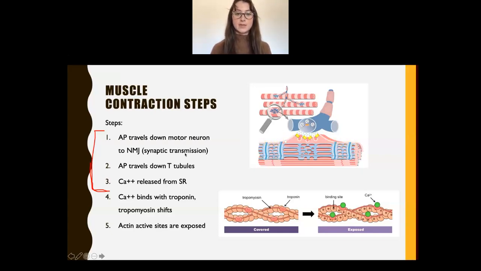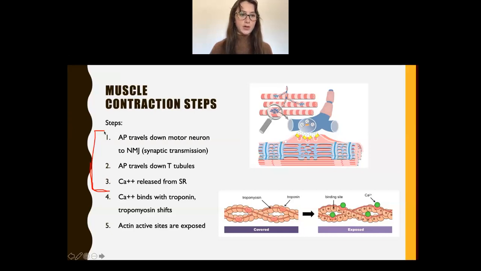The transmission of the action potential coming from the motor nerve is transferred to the muscle fiber, if you will, and that action potential is going to propagate along the sarcolemma, again, in this GIF, and then now we're at step 2, action potential travels down the T tubules and calcium is released from the sarcoplasmic reticulum.